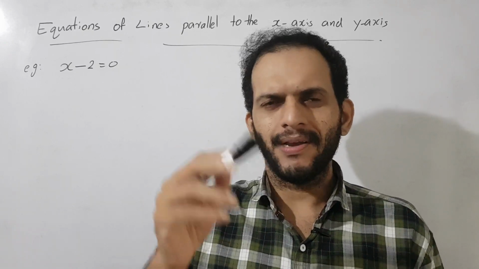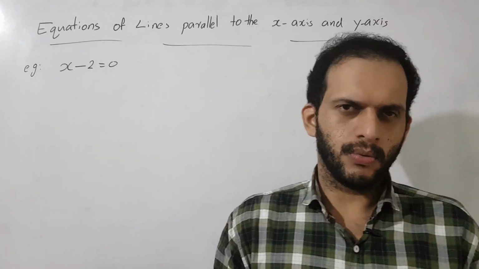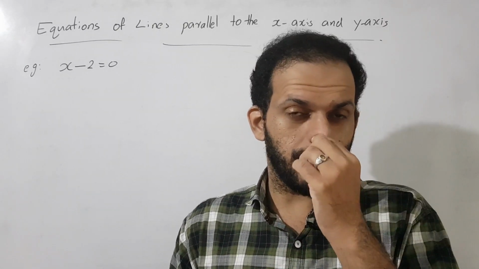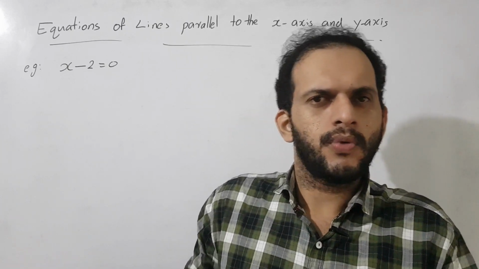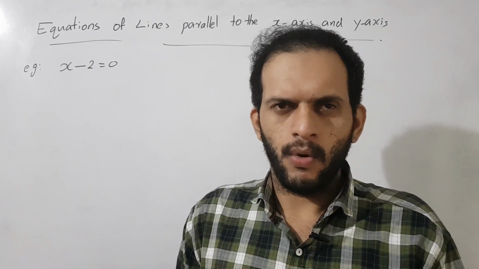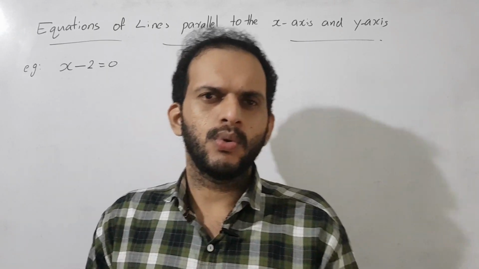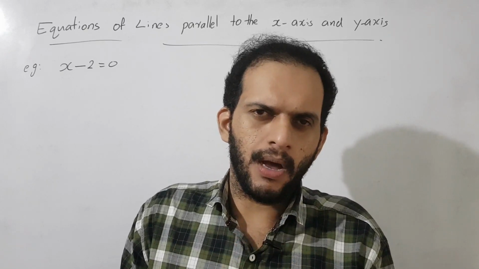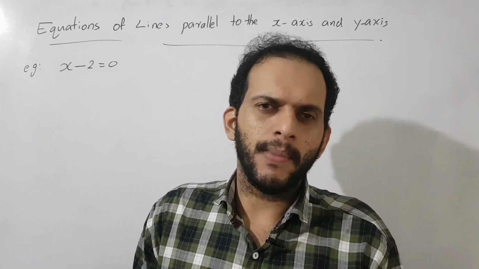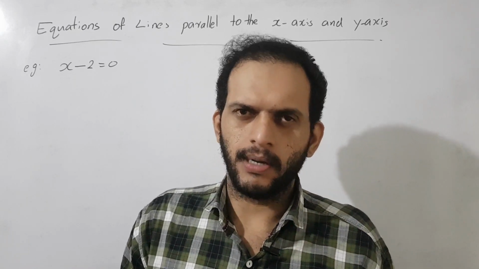For example, we need to draw the graph of x minus 2 is equal to 0. The equation is in the form x minus 2 is equal to 0. Then how do we draw the graph? We know that for drawing the graph, at least two solutions are needed, correct?